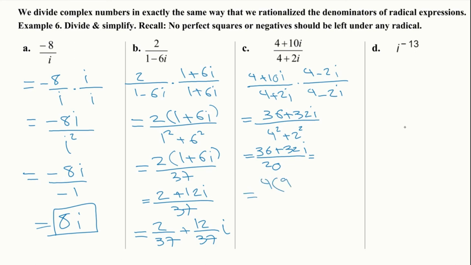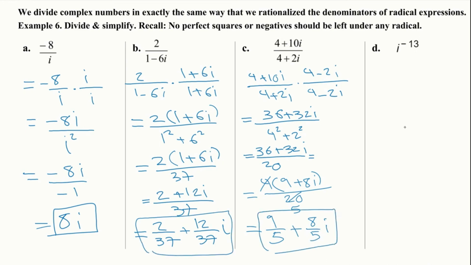That leaves me 9 plus 8i over 20. Now I can cross cancel the 4 and the 20. That leaves me a 5 down below. So now I'll write the answer in standard complex form as 9/5 plus 8/5 i. And that's it. That's all you have to do. So there we just divided those two complex numbers by rationalizing the denominator.